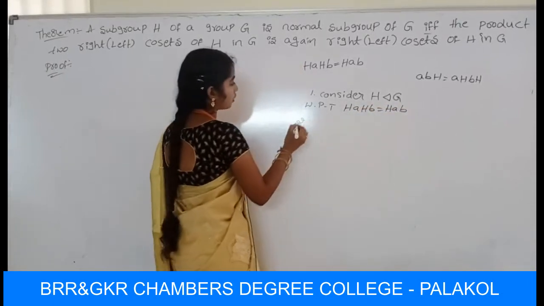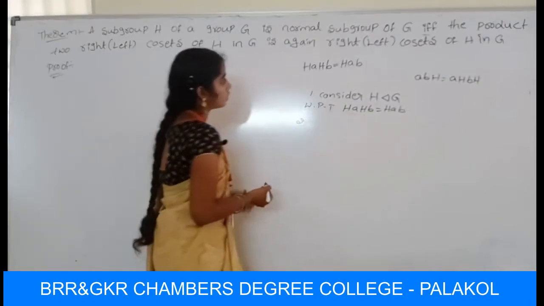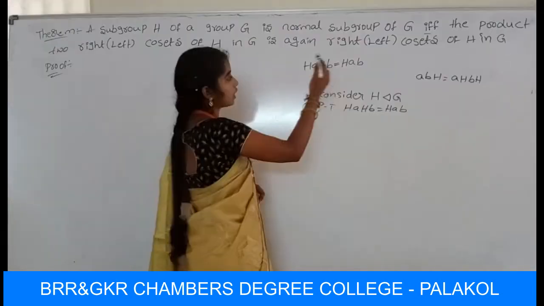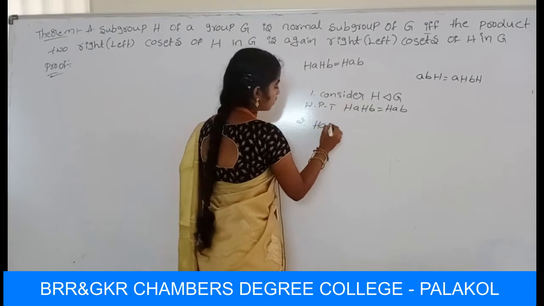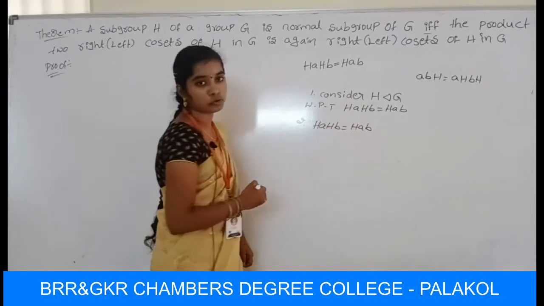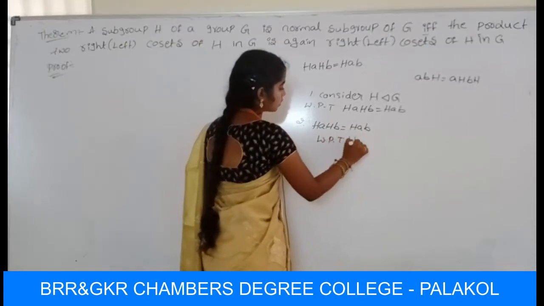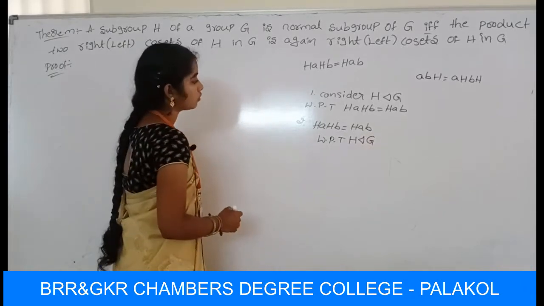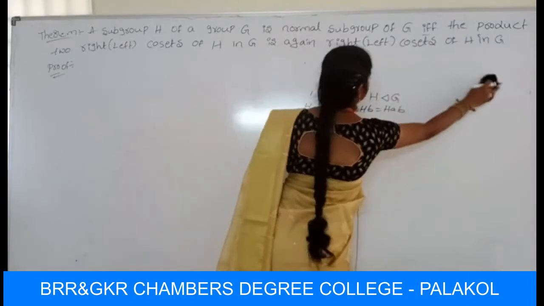Second part, conversely, let us consider the product of two right cosets of H in Z is again a right coset of H in Z. So that means consider HA HB is equal to HAB. So we have to prove that H is a normal subgroup of Z. So let us start the proof.